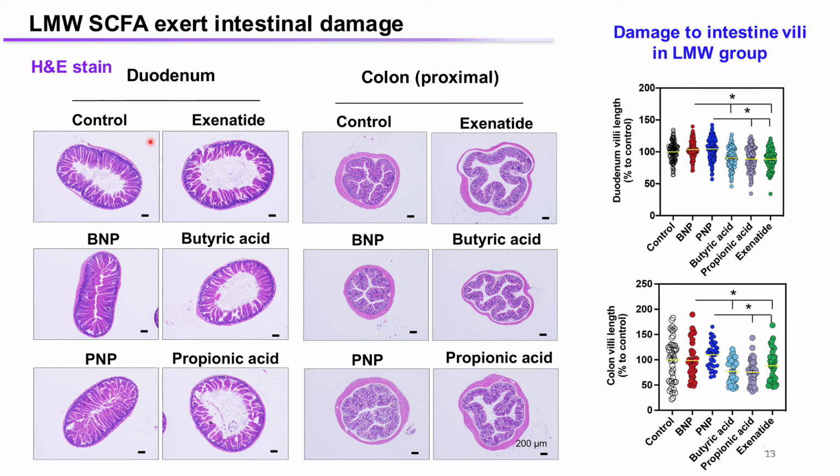Because we administered the samples for 5 weeks orally, we wanted to see if there was any damage to the intestine by H&E staining. As you can see in the duodenum and colon, control and BNP and PNP treated groups show normal morphology, whereas in the low molecular weight groups, butyric and propionate, the microvilli seem to be shortened. This is the quantitative data. They were significantly lower in case of propionate and butyric acid treated groups, which implies that there was some kind of damage exerted by low molecular weight short-chain fatty acids.